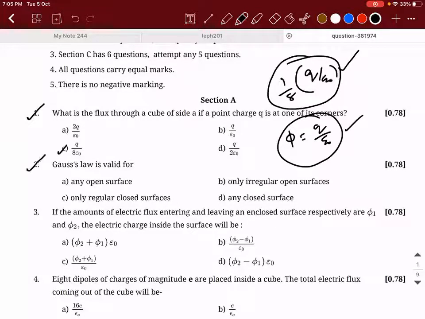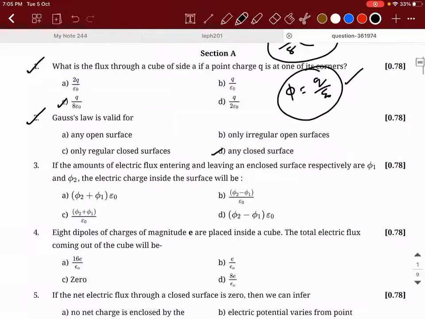Correct? Second, Gauss law is valid for what? Is it valid only for any closed surface? Option D, sir. Is it option D or option C? Option D, sir. Correct. D, that's right.